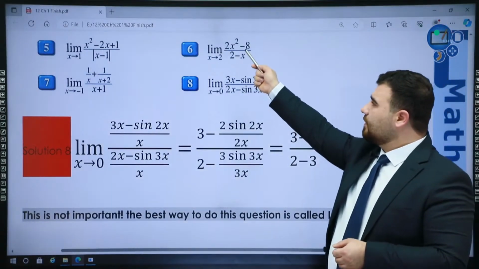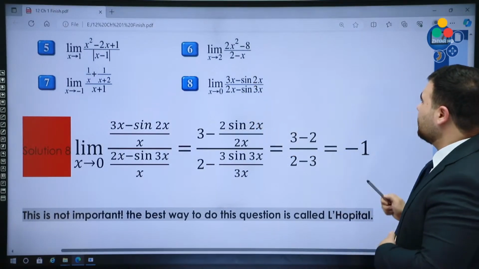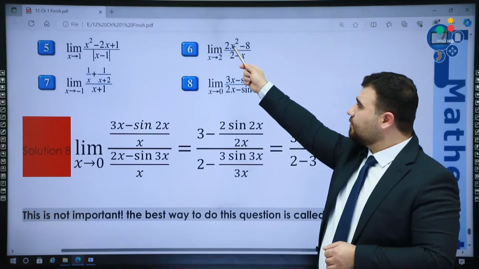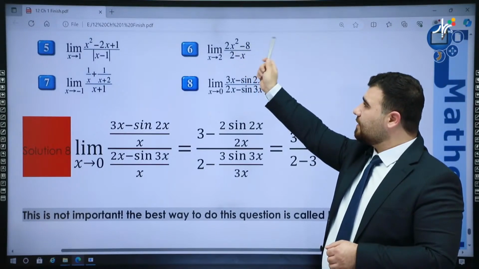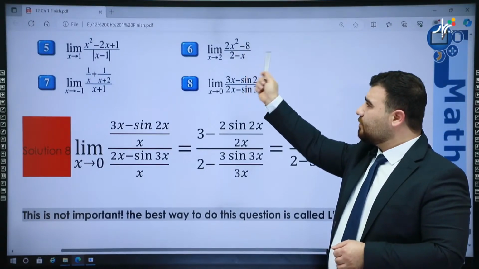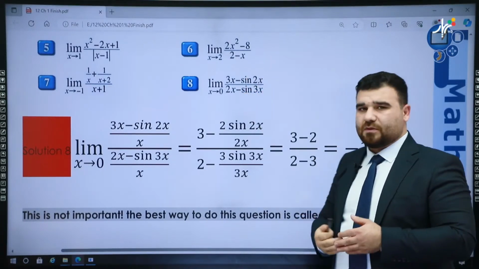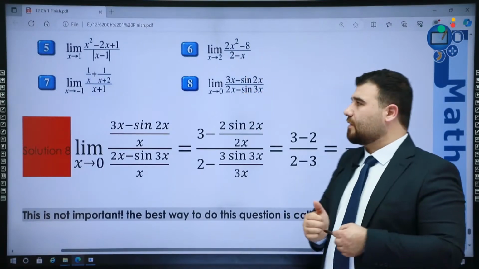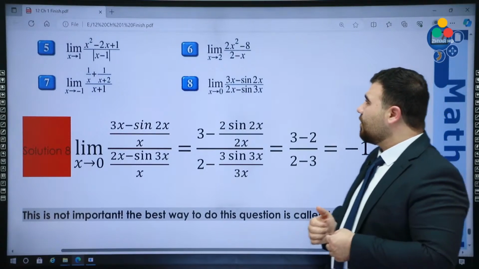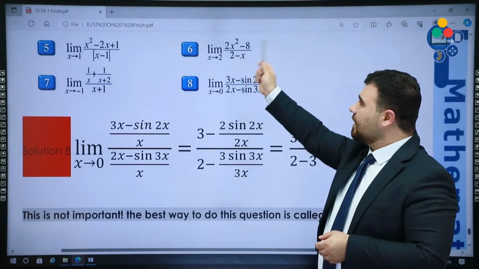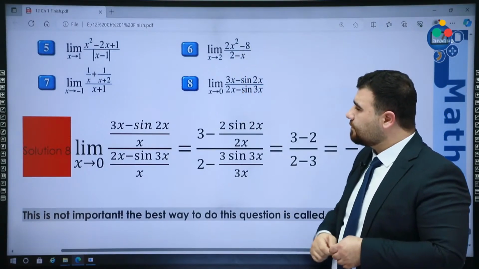This one could be factored. If I directly put 2, it will be 2 power 2, 4 times 2, 8, 8 minus 8, 0. 2 minus 2, 0, it will be 0 over 0. Then we can use the way that we are going to study in the upcoming sessions, or we can factor this and then cancel out.